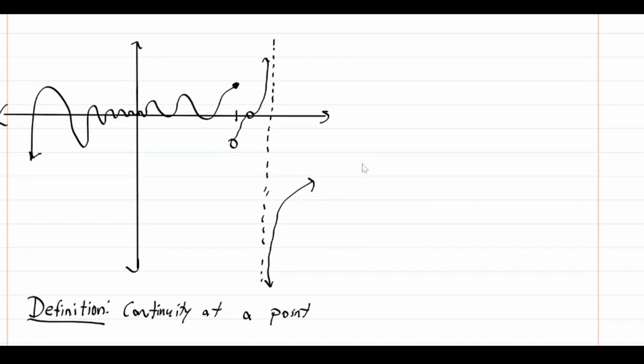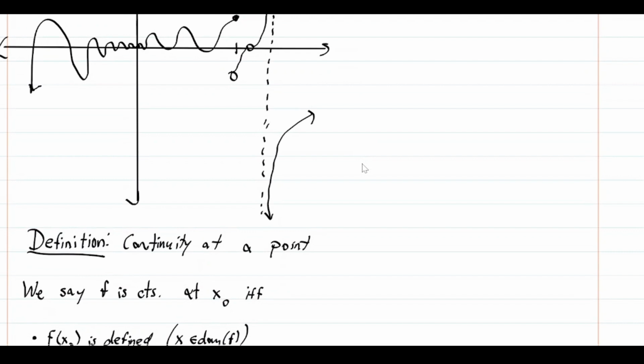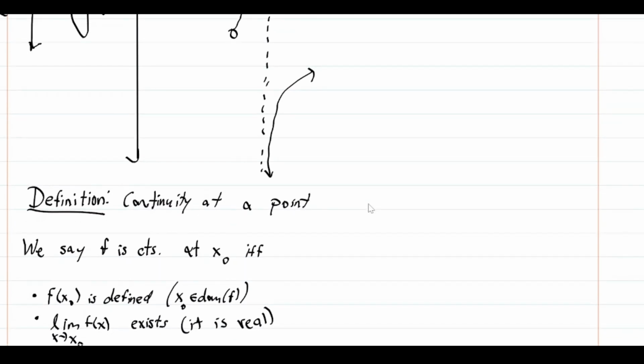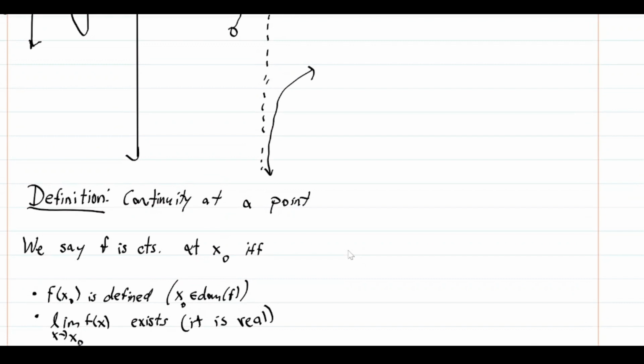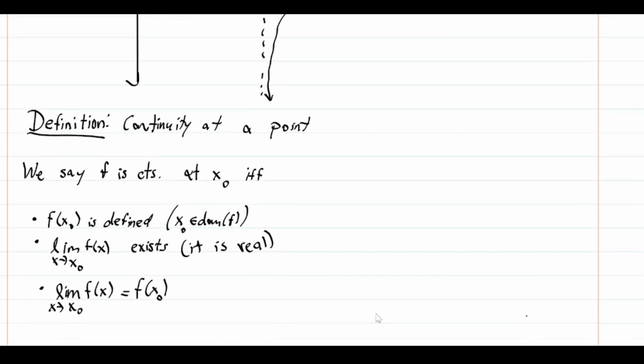So first, we're going to start by defining what a continuity point actually is. For the purposes of calculus 1, we'll just say that f is continuous at x naught if and only if f of x naught is defined, meaning x naught belongs to the domain of f. The limit as x approaches x naught of f of x exists, and it's real, so it can't be positive infinity, it has to be real, is what I'm saying. And the last part really encapsulates all of it.